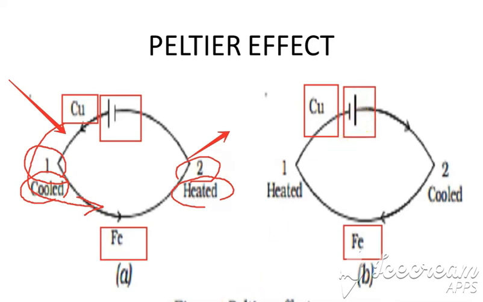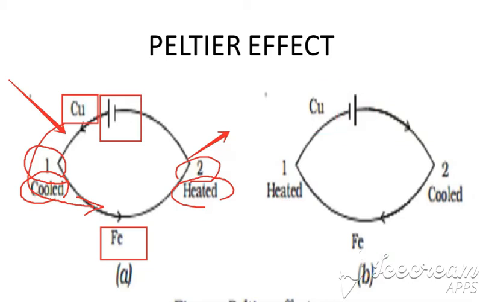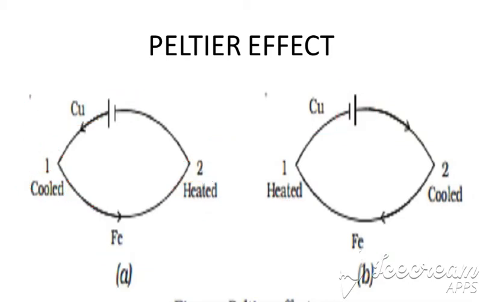So always current flows from positive to negative, and so the current flows from this side to this side. When it is flowing like that, this end becomes cooled and this end becomes heated. Where it is being heated, the heat is evolved, given out, and where it is being cooled, the heat is absorbed. So this is the statement of the Peltier effect. If you are clear with this diagram, you will be able to write the sentences.